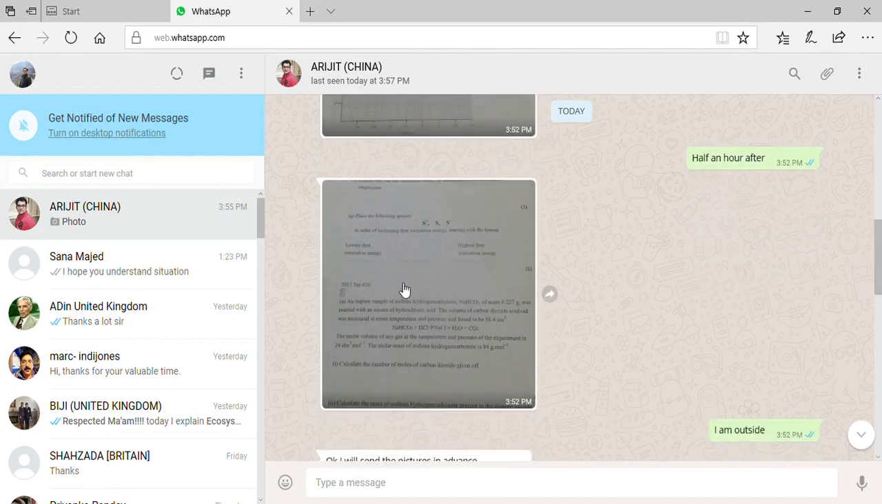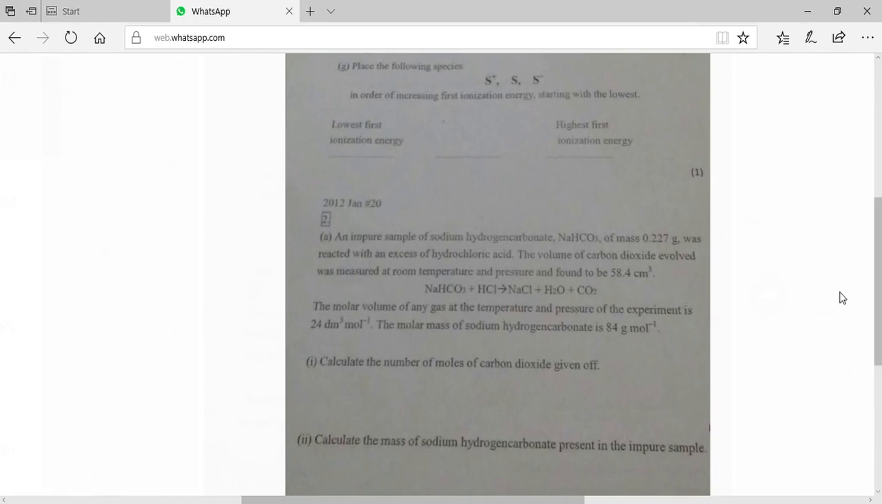Yes, so the next picture is over. Yeah, this one. So here in this picture, they are asking: explain why the first ionization energy generally increases across the period. Okay. First ionization energy increases across the period.